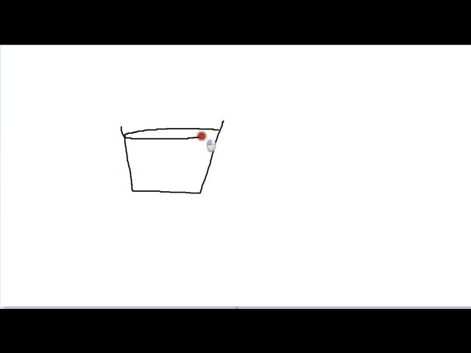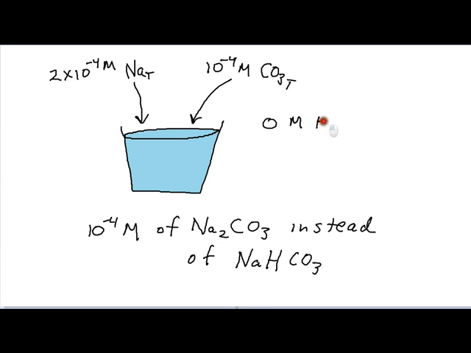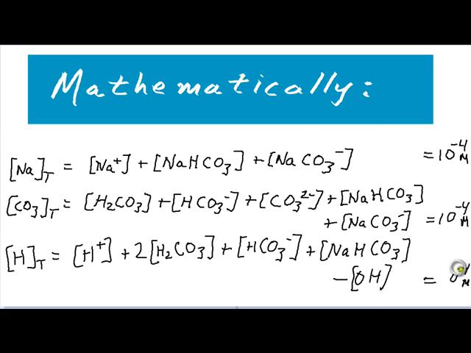What if we had 10 to the minus 4 moles of sodium carbonate instead of sodium bicarbonate? What would the pH be instead? Now the system has 2 times 10 to the minus 4 moles of total sodium instead of 10 to the minus 4 moles. The total carbonate concentration remains the same, but the total proton now is equal to 0. This has the same mass balance equations, just different total concentrations.